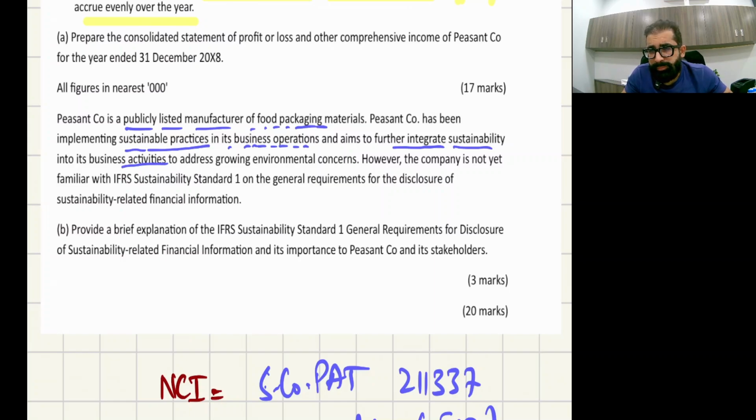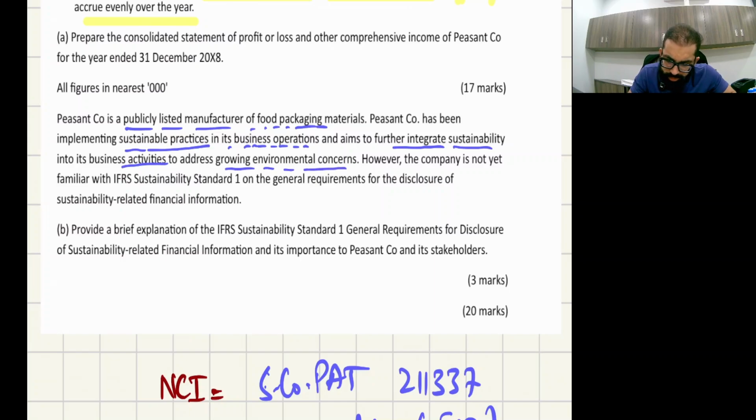Recently, we went to Qatar. So in Qatar, you remember a few years back there was World Cup. So we saw some movable stadiums, like they made a stadium with containers, so it's movable. So basically, these are sustainable steps. So there will be less wastage in future. Sustainability into business activities to address growing environmental concerns.